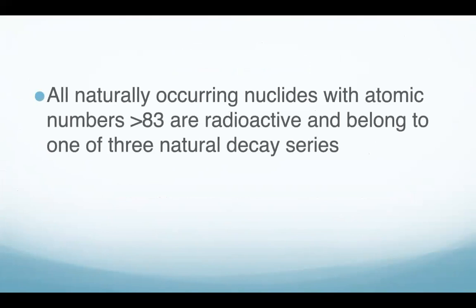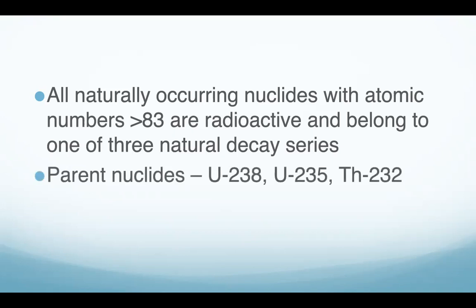All naturally occurring nuclides with atomic numbers greater than 83, which I believe is bismuth, I mentioned that feels like a month ago, even though it was only 2 weeks, that the elements that have nuclei heavier than 83 are going to be unstable. I think it's bismuth. So there's 3 natural decay series. To be clear, all of the unstable nuclei are going to follow a particular decay series in order to become stable.